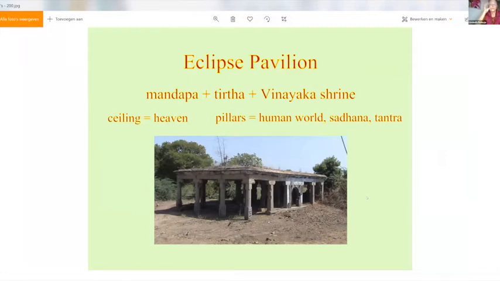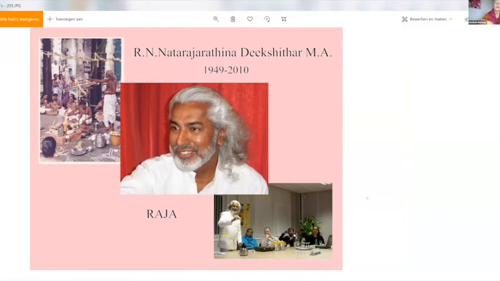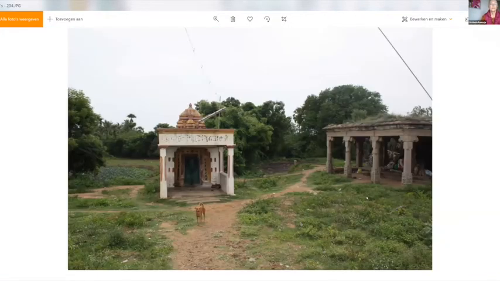And Raja realized there is this combination of a mandapa with a tirtha and a Vinayaka shrine. This is Raja Dikshitar, so he was both a traditional Dikshitar as well as a lecturer and an independent scholar. So this is that same mandapa, and here you can see the mandapa facing south. They don't always face south, they sometimes face east, and the Vinayaka shrine, and then behind it a large tirtha.